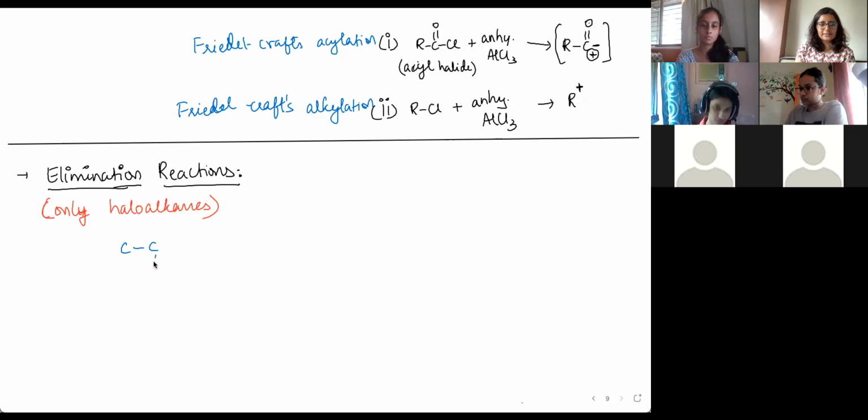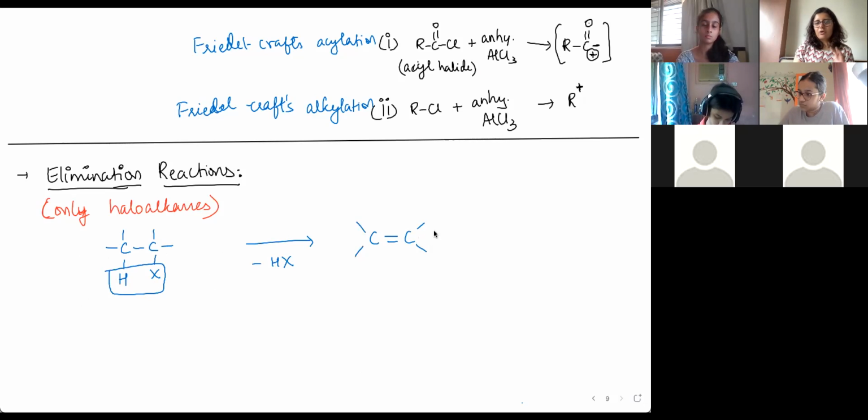In a generalized reaction, if I have C-X, others can be whatever, and if there is a hydrogen over here, there will be an elimination of a small molecule like HX, and it will result in the formation of a double bond. Always what happens in elimination is, if you start off with sp3, with a single bond, you end up with a double bond. If you start off with a double bond, you end up with a triple bond. Since it is eliminating, these bonds can't form with any other atom, so these two carbons form it with each other.